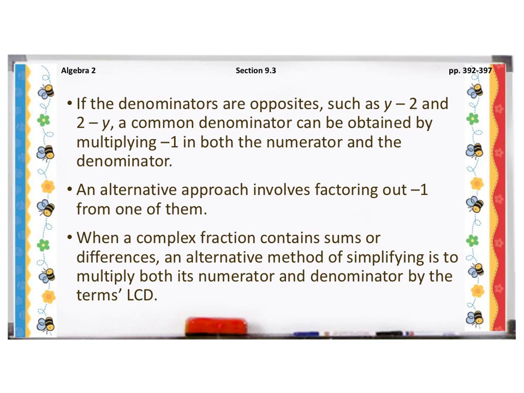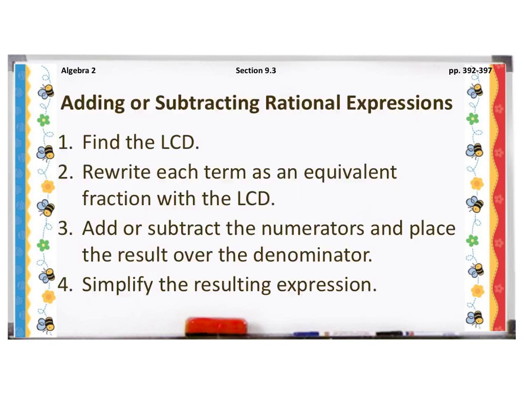When a complex fraction contains sums or differences, an alternative method of simplifying is to multiply both its numerator and denominator by the term's lowest common denominator. Well, you'll see what that means as we work through a few. Now, for adding or subtracting, step 1, find lowest common denominator. Step 2, rewrite each term as an equivalent fraction with the lowest common denominator. Step 3, add or subtract the numerators and place the results over the lowest common denominator, and simplify the resulting expression.